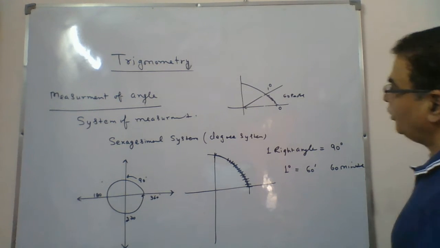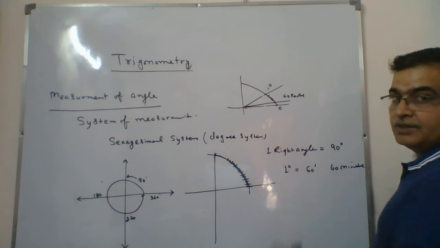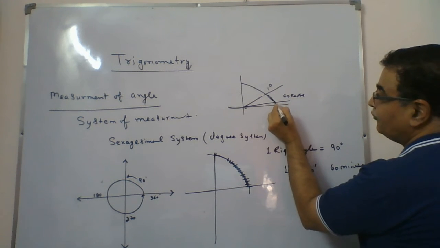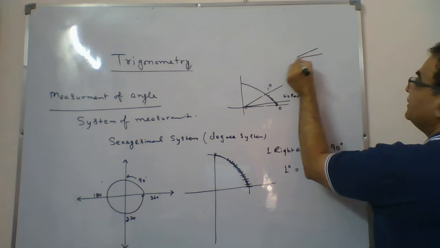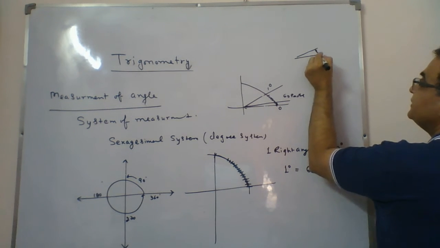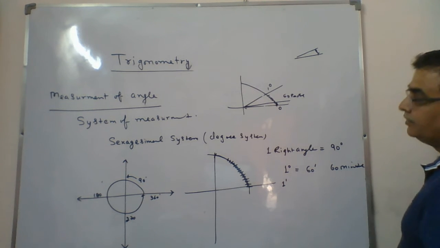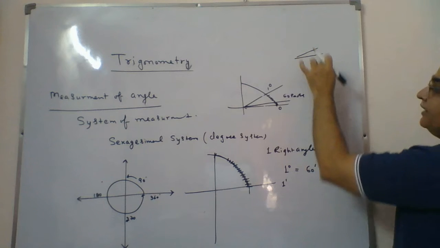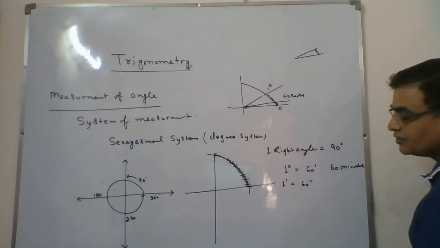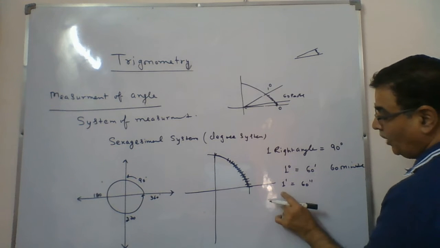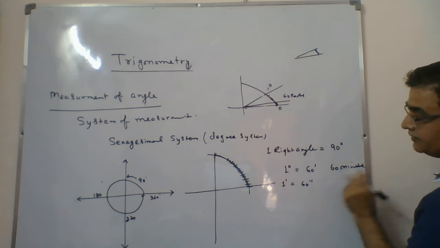And then further what they are doing, this is 1 minute if I am taking. Then this 1 minute is further divided into 60 parts. This small part is further divided into 60 small parts. This was 1 minute, now divided into 60 parts. So each minute will now be in seconds. This will be 60 seconds. So 1 minute comes out to be 60 seconds, and the symbol will be for seconds.